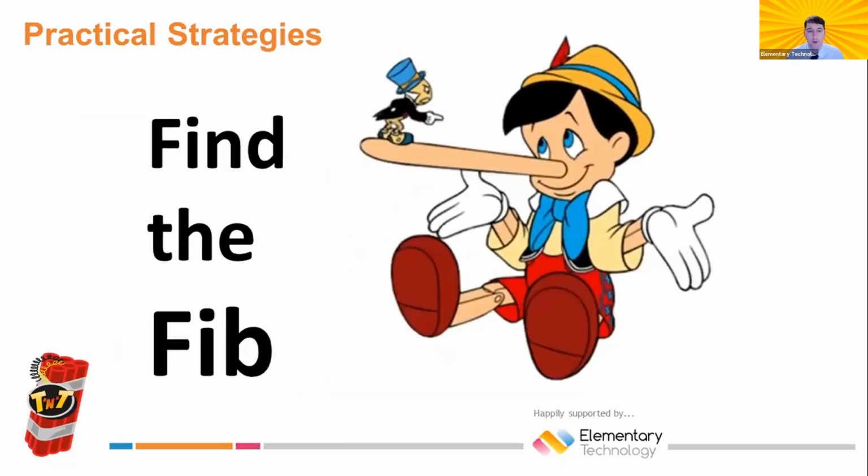Find the fib, another really nice plenary. Write three statements about the lesson, two which are true and one that's false. And if they're really good, they'll do one that's almost true but not quite, and then they can test them out on each other and see who can fool the class.